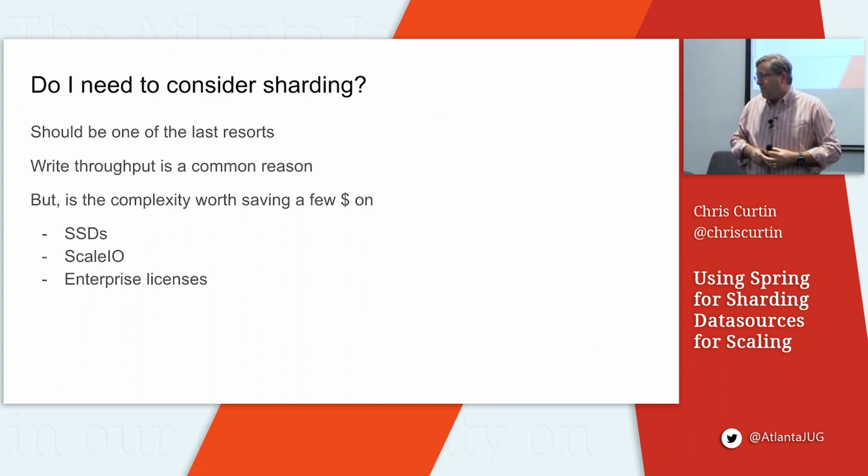Sorry. One of the most common reasons I hear about why I need to shard is I don't have write throughput. So I'm up there, I'm on Amazon, I've bought my small instance, and I just don't have the write throughput I want. So first question is, well, why not? I mean, I can go and spend a few dollars, get some SSDs, spend a lot of dollars, get a Scale I/O, or we'll talk in a second about the enterprise licenses, go buy some enterprise licenses.